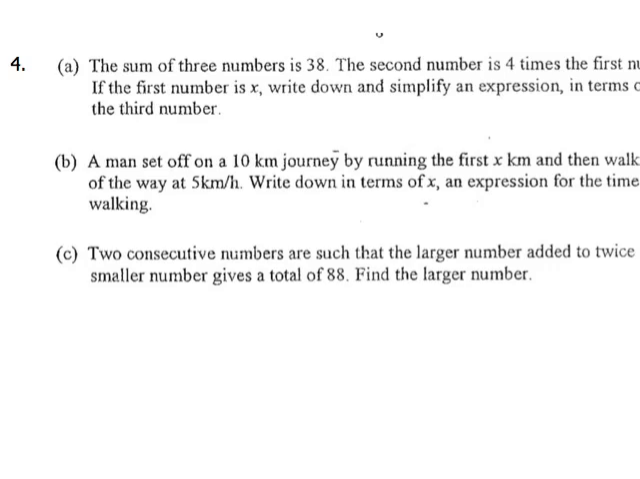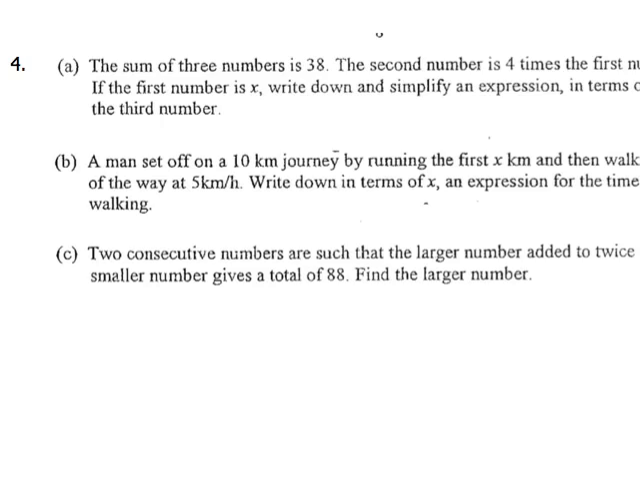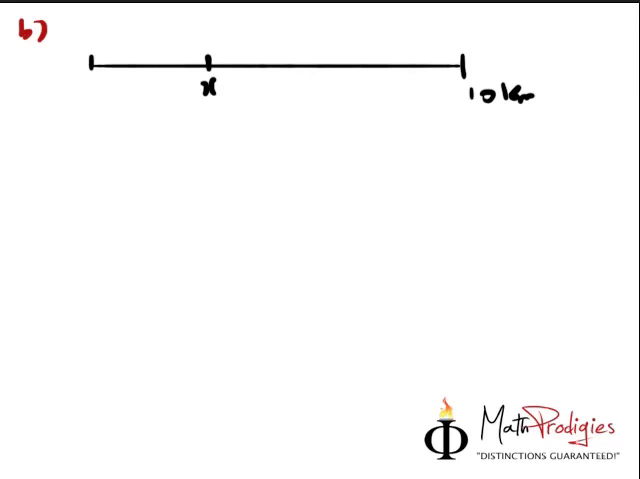Therefore, I'm going to do a simple timeline here to make sure I'm able to see it. This whole line is 10 kilometers. They say he ran the first x kilometers, so let's call this x. Then he walked the rest of the way at 5 kilometers per hour. Therefore, from here to here, the part when he walked is at 5 kilometers per hour.